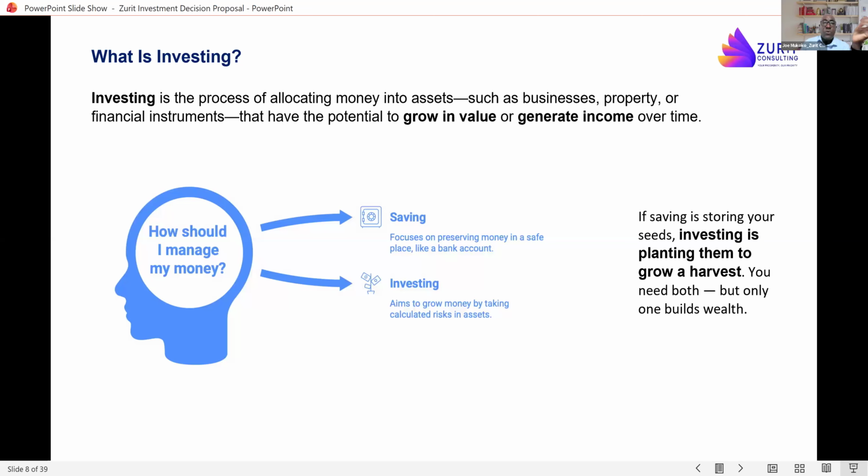So at Zurich, what we believe is investment is how you allocate money into assets. Which assets do you want to grow? Is it your business? Is it your property? Or is it your financial instrument? But remember, as you are allocating these assets, we are allocating them based on the potential to grow in value or generate income over time. So any investment that you're doing as an individual, you and I, we need to look at, is this going to grow in value or is it going to generate income for me over time?